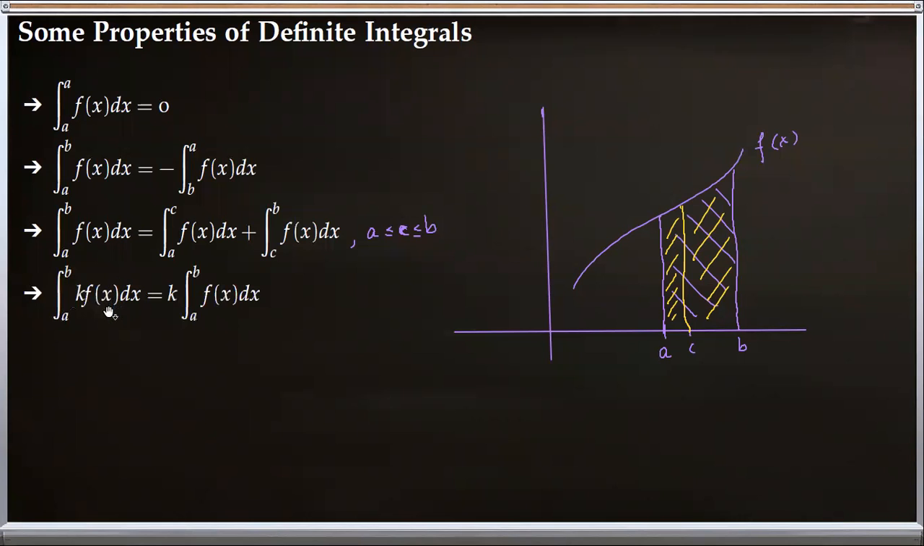Here is another property which says integral of k times function f is simply k times integral of f. So we can always move the constant around. Here is another property which says integral of sum or difference of two functions is simply the sum or difference of two integrals. So all these properties are quite useful when finding definite integrals and also indefinite integrals. So next we look at an example.